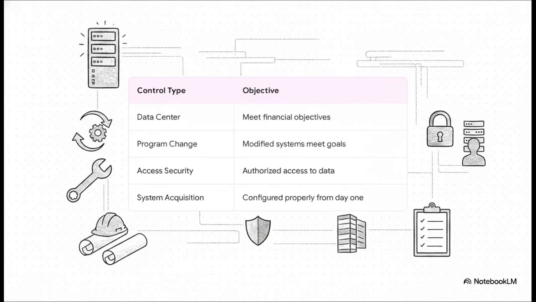There are 4 main pillars of these general IT controls, and you definitely need to know this matrix. First up, controls over data center and network operations. This covers things like batch jobs and backups, just to ensure production systems actually meet financial reporting objectives. Second, program change controls. When a system is updated or modified, these ensure it continues to meet those objectives. Basically, change management. Third is access security, which just ensures that anyone accessing programs and data is properly authenticated and authorized. No intruders allowed. And fourth, application system acquisition, development, and maintenance. This ensures that when a company builds or buys a new system, it's configured right from day one.